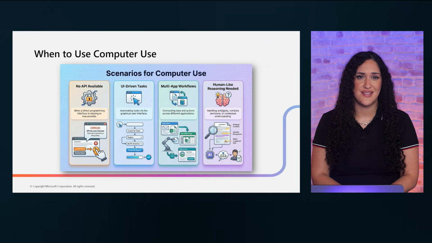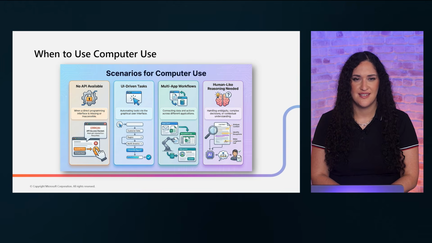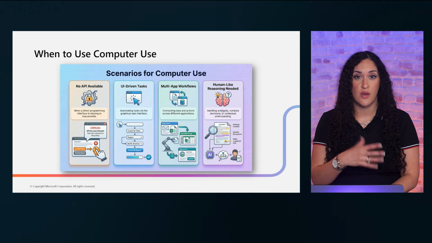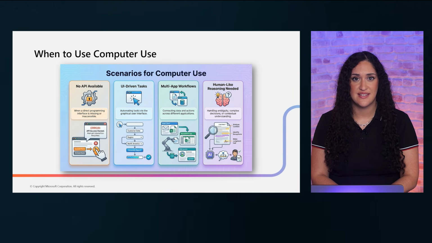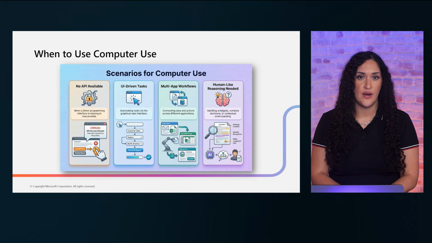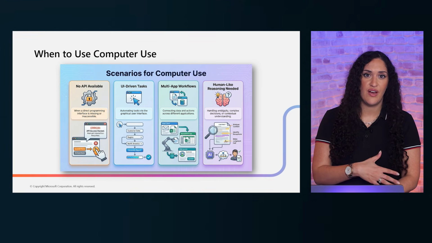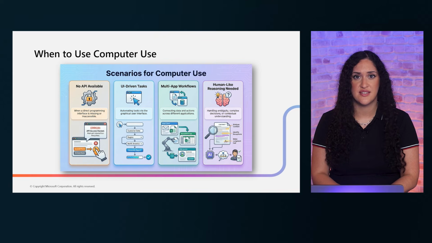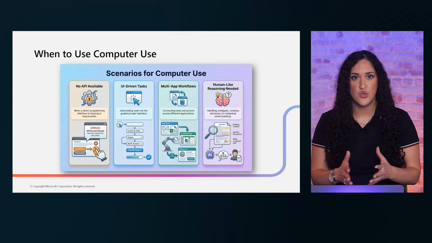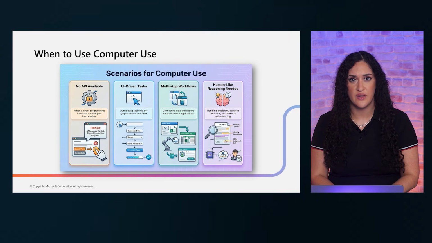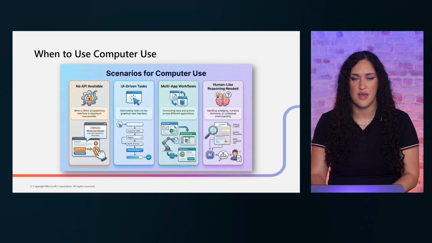This visual summarizes the scenarios for computer use. Use this as your decision guide. The best practice is to create a scoring matrix for your automation candidates. Rate each scenario on API availability, task volume, complexity, and business value. Prioritize high-volume, high-value scenarios where no API exists. This structured approach ensures you invest your computer use development effort where it delivers the most impact.